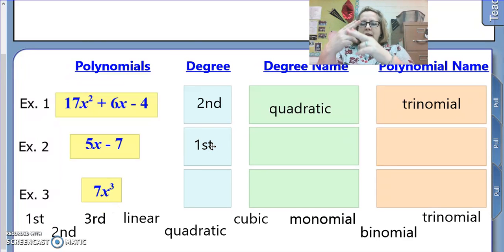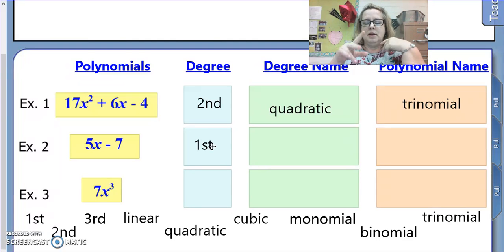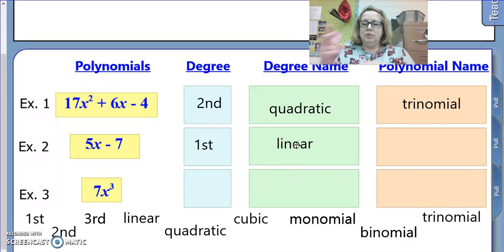The degree name would be linear because it does not have x squared and it does not have x cubed. So that means it's linear. The polynomial name, you're looking at how many terms it has. It has 2 terms, so it is a binomial.